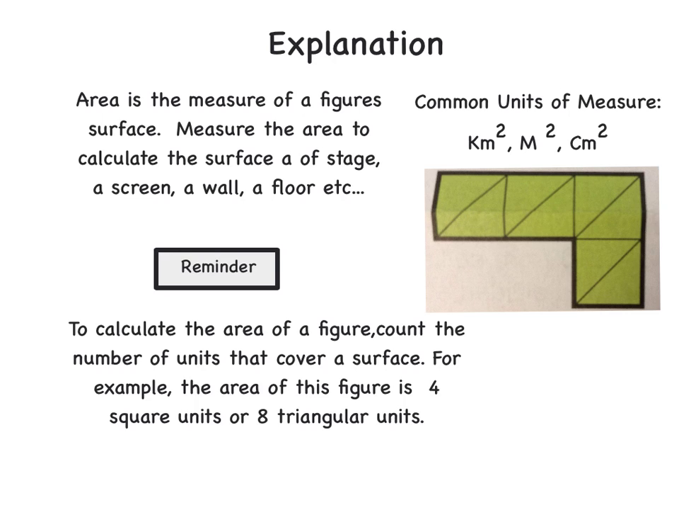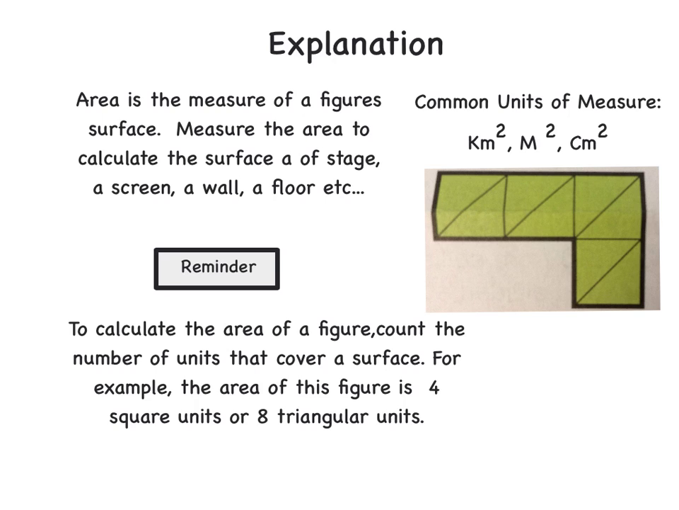Explanation. Area is the measure of a figure's surface. Measure the area to calculate the surface of a stage, a screen, a wall, a floor, etc. Common units of measure are kilometers squared, meters squared, and centimeters squared.